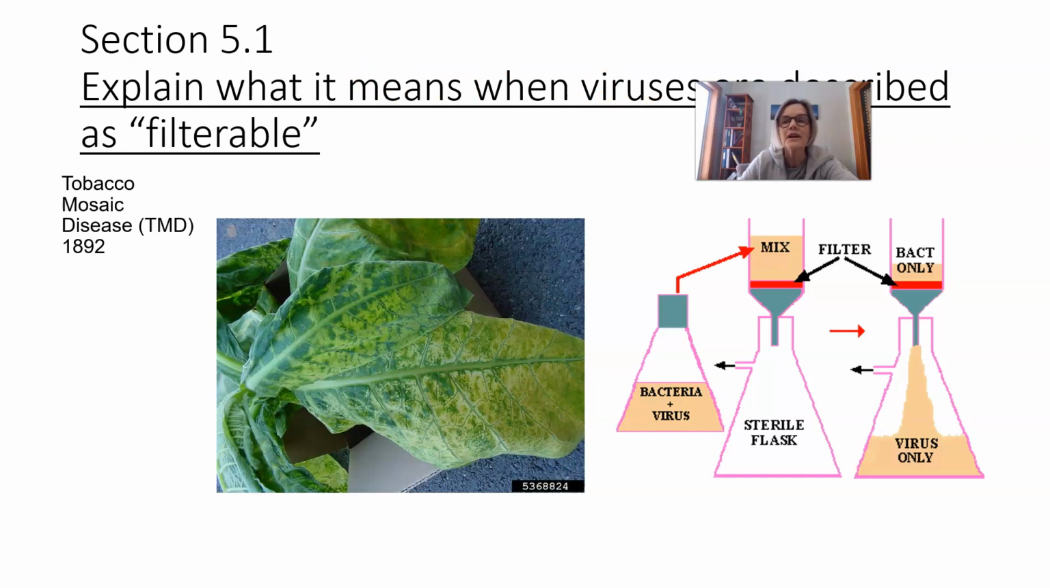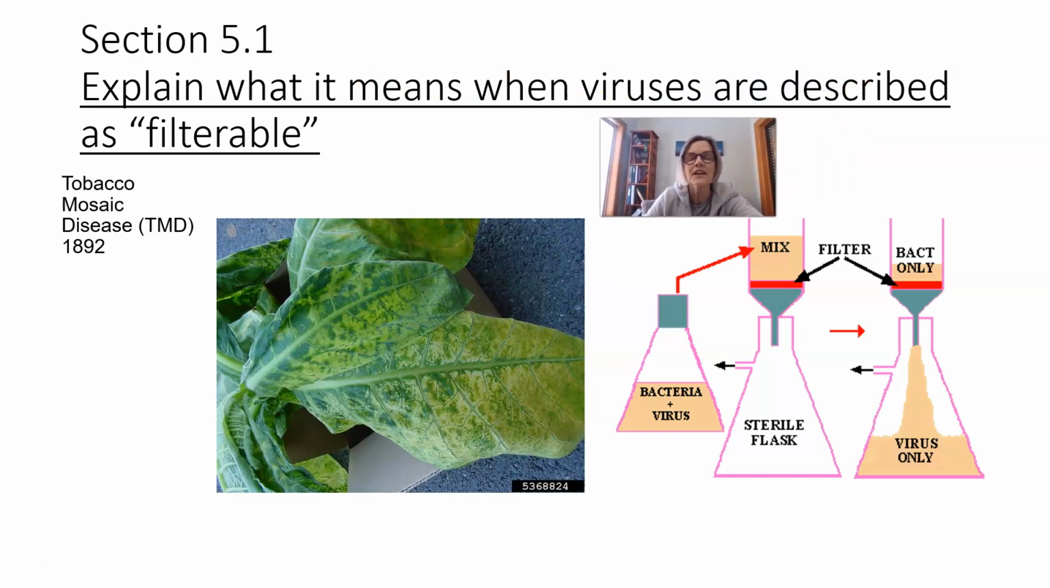So in 5.1, the first objective on your lecture study guide says explain what it means when viruses are described as filterable. And this actually leads us back to how viruses were discovered. And here we have 1892. This is during the golden age of microbiology, when a lot of scientists were trying to figure out what microorganisms were causing what disease.